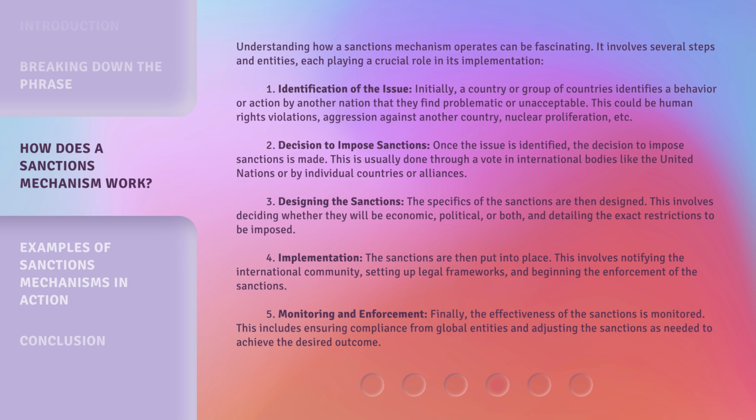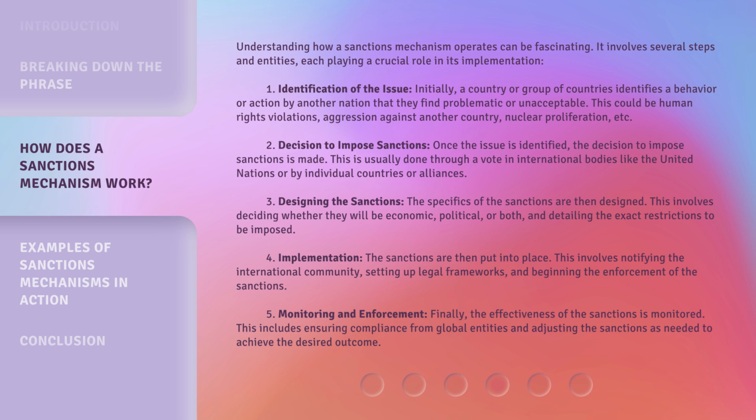1. Identification of the issue. Initially, a country or group of countries identifies a behavior or action by another nation that they find problematic or unacceptable. This could be human rights violations, aggression against another country, nuclear proliferation, etc. 2. Decision to impose sanctions. Once the issue is identified, the decision to impose sanctions is made. This is usually done through a vote in international bodies like the United Nations or by individual countries or alliances.